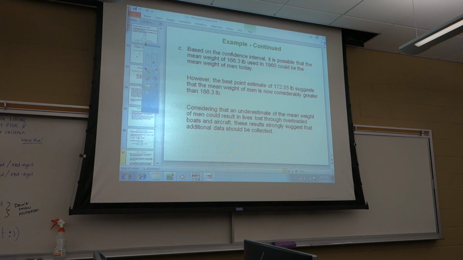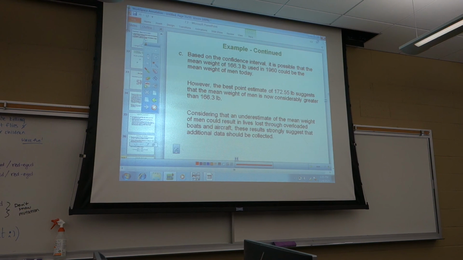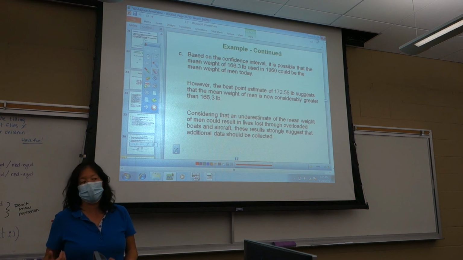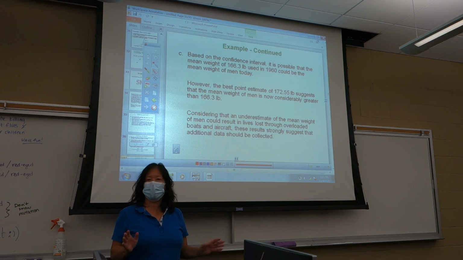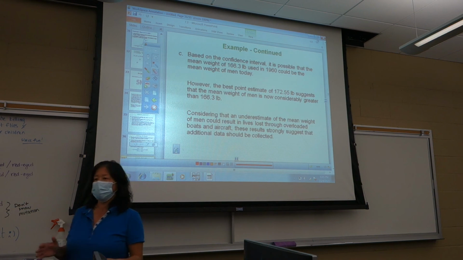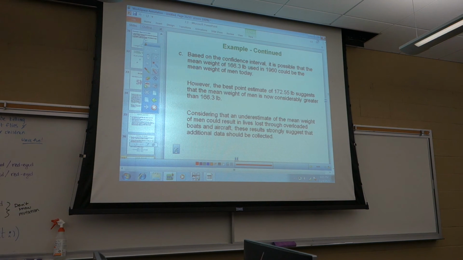Based upon this confidence interval, is it possible that the mean weight could be 166 pounds? Yes, it's possible. It's in the range. However, since my mean is higher than that, when you're talking about safety, you don't want to go at the bottom of your confidence interval. You really want to go more towards the top, because elevators start crashing to the ground, people get upset, right? That's kind of no good. So you kind of want to pick something on the higher end. Okay, good.